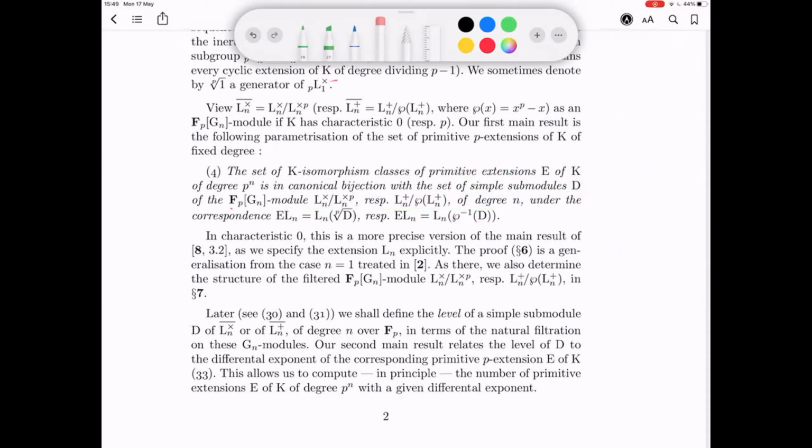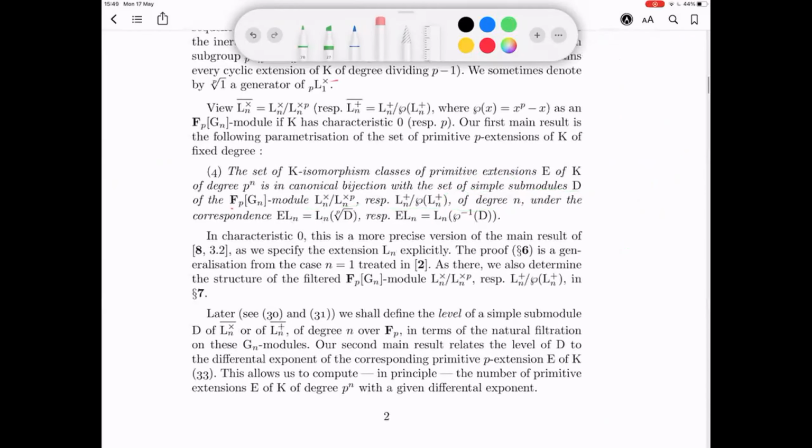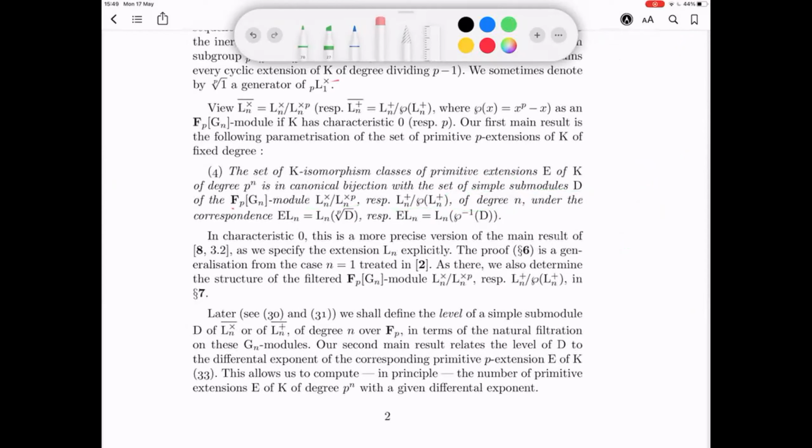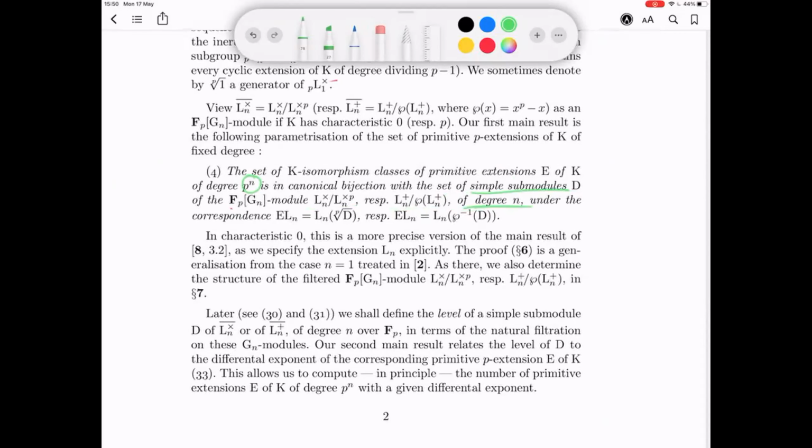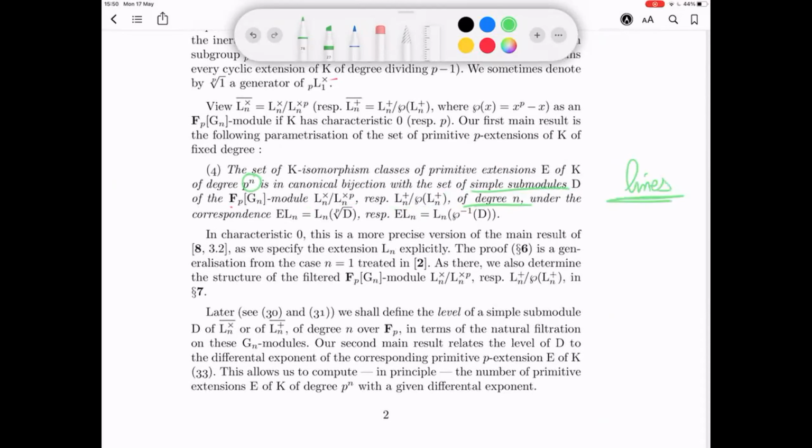And earlier, when we were looking at parameterizing the set of degree p extensions, those degree p extensions can be thought of as the case n equal to 1, right? Then we were not looking at simple submodules, and we were not talking about degree. We were just talking about lines, Fp lines. So that means that the dimension over Fp should be equal to 1, and that corresponds to the fact that n was equal to 1, right? Earlier, when we were discussing degree p extensions, we were looking at Fp lines. And this is the correct generalization. When we are looking at extensions of degree p to the n, we have to look at simple submodules of degree n.